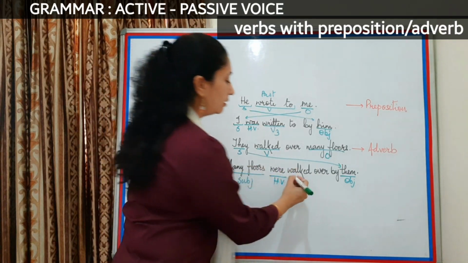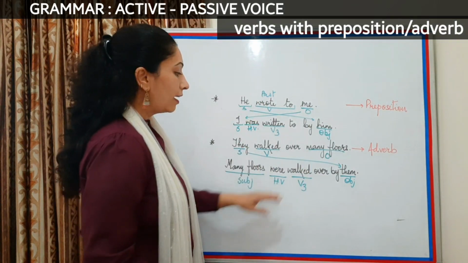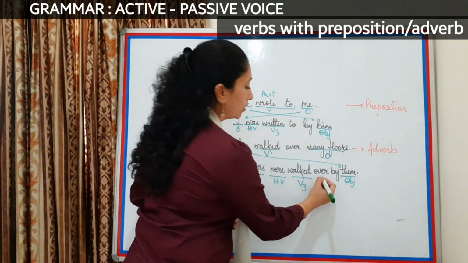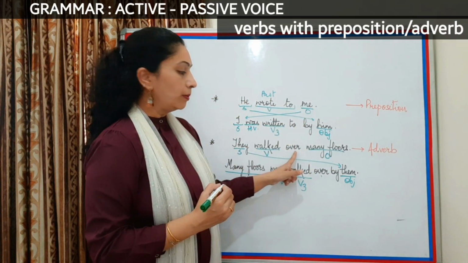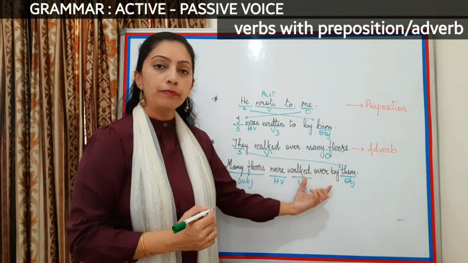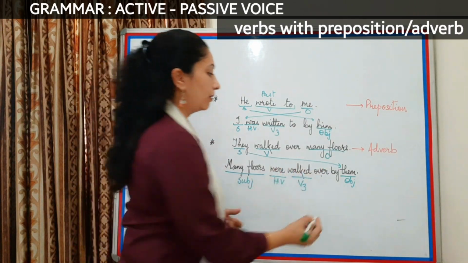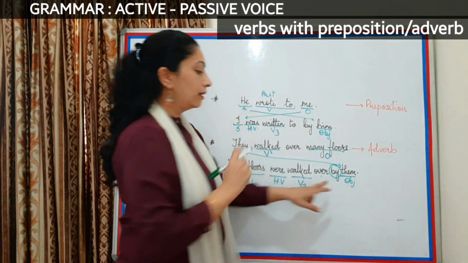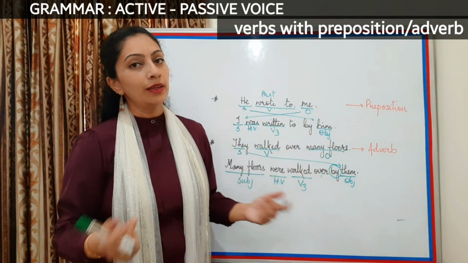Walked will take the V3 form. And then after the V3 form, I am going to use this adverb over. So walked over will be walked over in passive also. And then obviously we have the word by. It is a compulsory word.